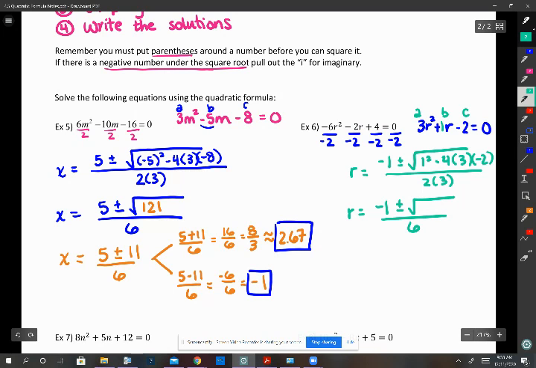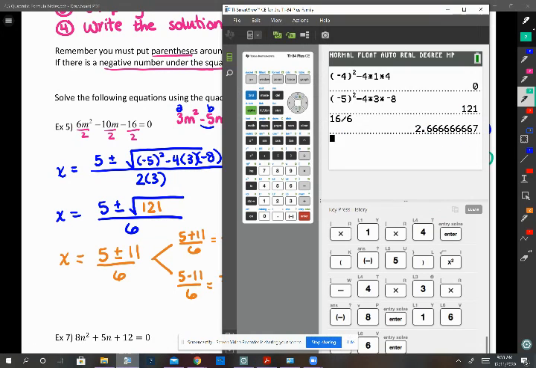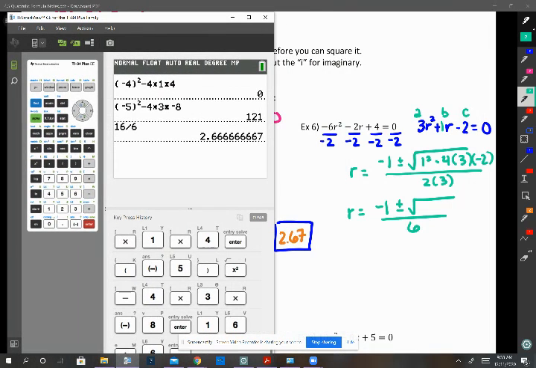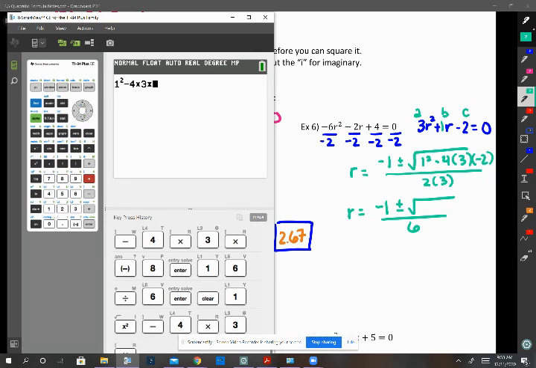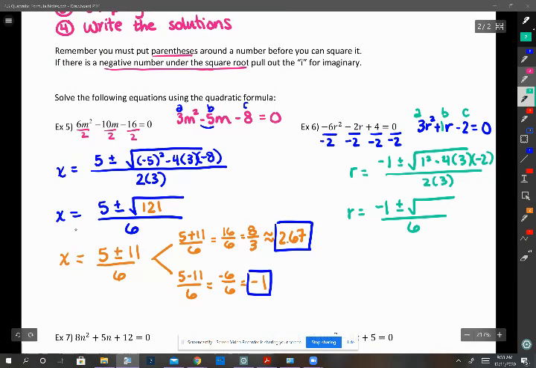And so in our calculator, we're going to just plug that in. So we're going to clear that out. And so we've got 1 squared. And I'm not putting that one in parentheses because it's a positive. Minus 4 times a times c. And so we get 25. So that's a nice number. We're going to put it in here. And then from here, we've got -1. We're going to take the square root of 25, which is 5, divide by 6.